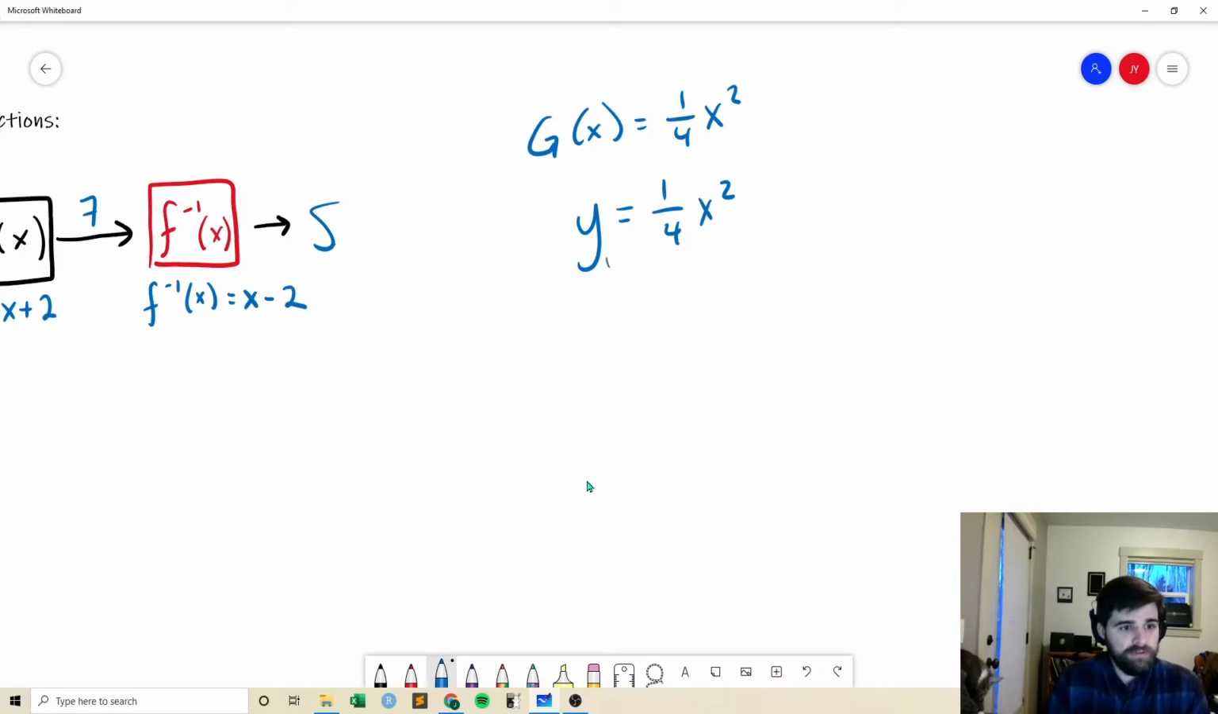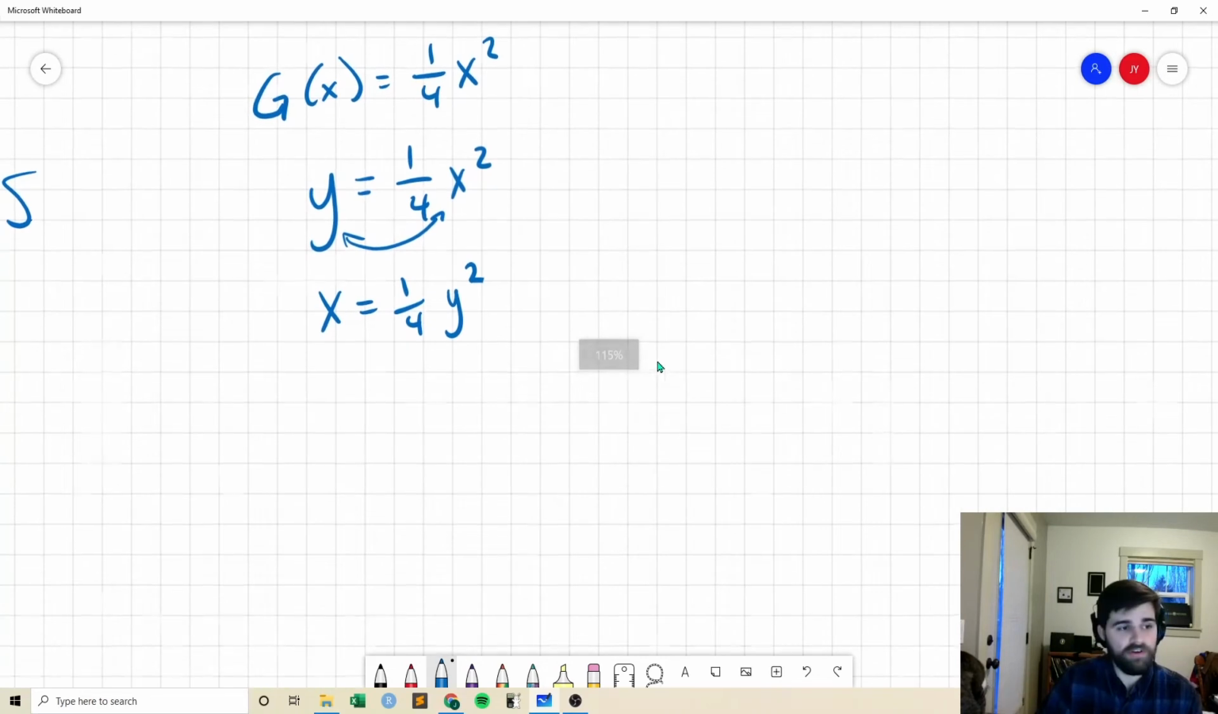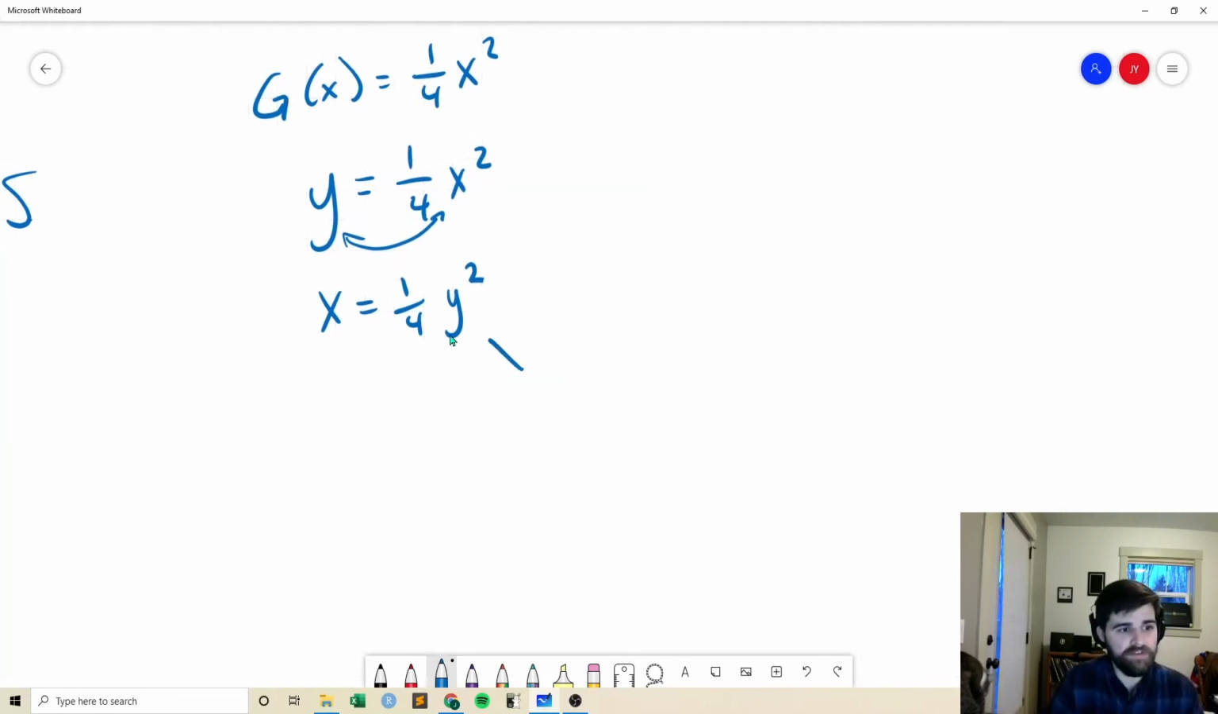So the first thing we want to do to find an inverse is to swap out x and y. So x is 1/4 y squared. Notice nothing changes places except for our variables. So that 1/4 stays here, the squared, everything stays, coefficients, exponents, everything stays except for x and y. Okay, so now my goal is to actually solve this equation. And when I solve, I mean get y by itself.